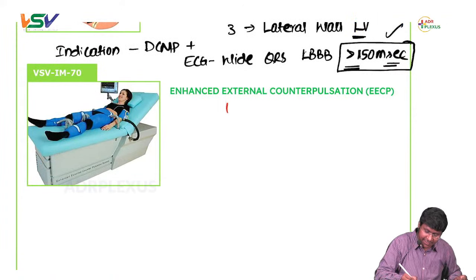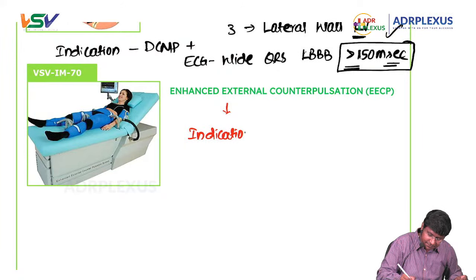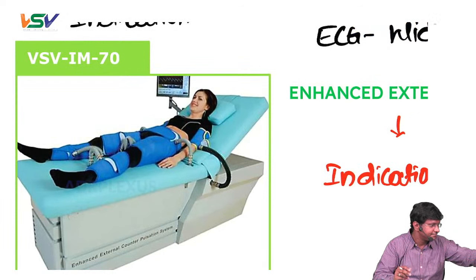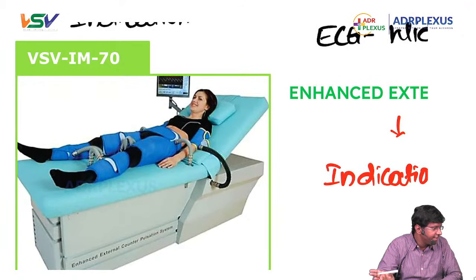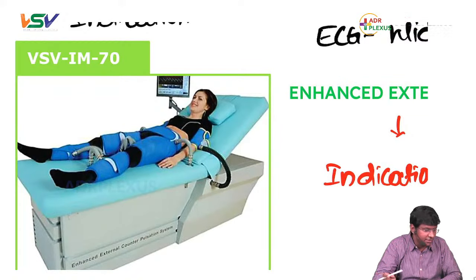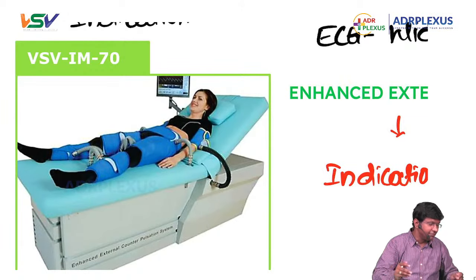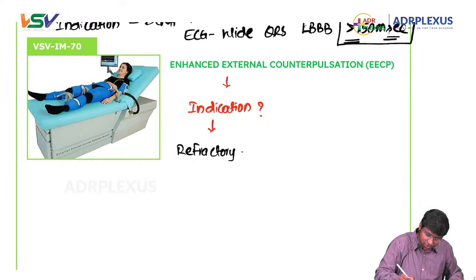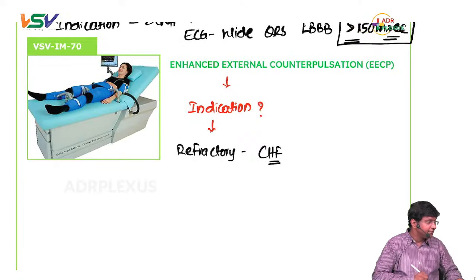Now tell me, what is the indication for this ECP? Indication for ECP, anyone? ECP, that is enhanced external counterpulsation technique, is not used in shock. In case of shock, what we use is IABP, intra-aortic balloon pump. Yeah, very good, Vignesh. So in refractory cases of the congestive heart failure, we place this ECP.